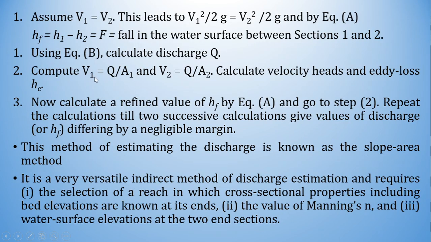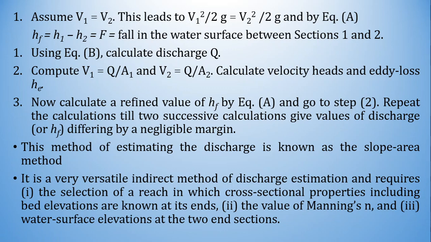Compute V1 is equal to Q upon A1 and V2 is equal to Q upon A2. Calculate the velocity heads and eddy loss HE. Now calculate a refined value of HF once again by equation A and go to step number 2. Repeat the calculations till two successive calculations give values of discharge or HF differing by a negligible margin. This method of estimating discharge is known as the slope area method.